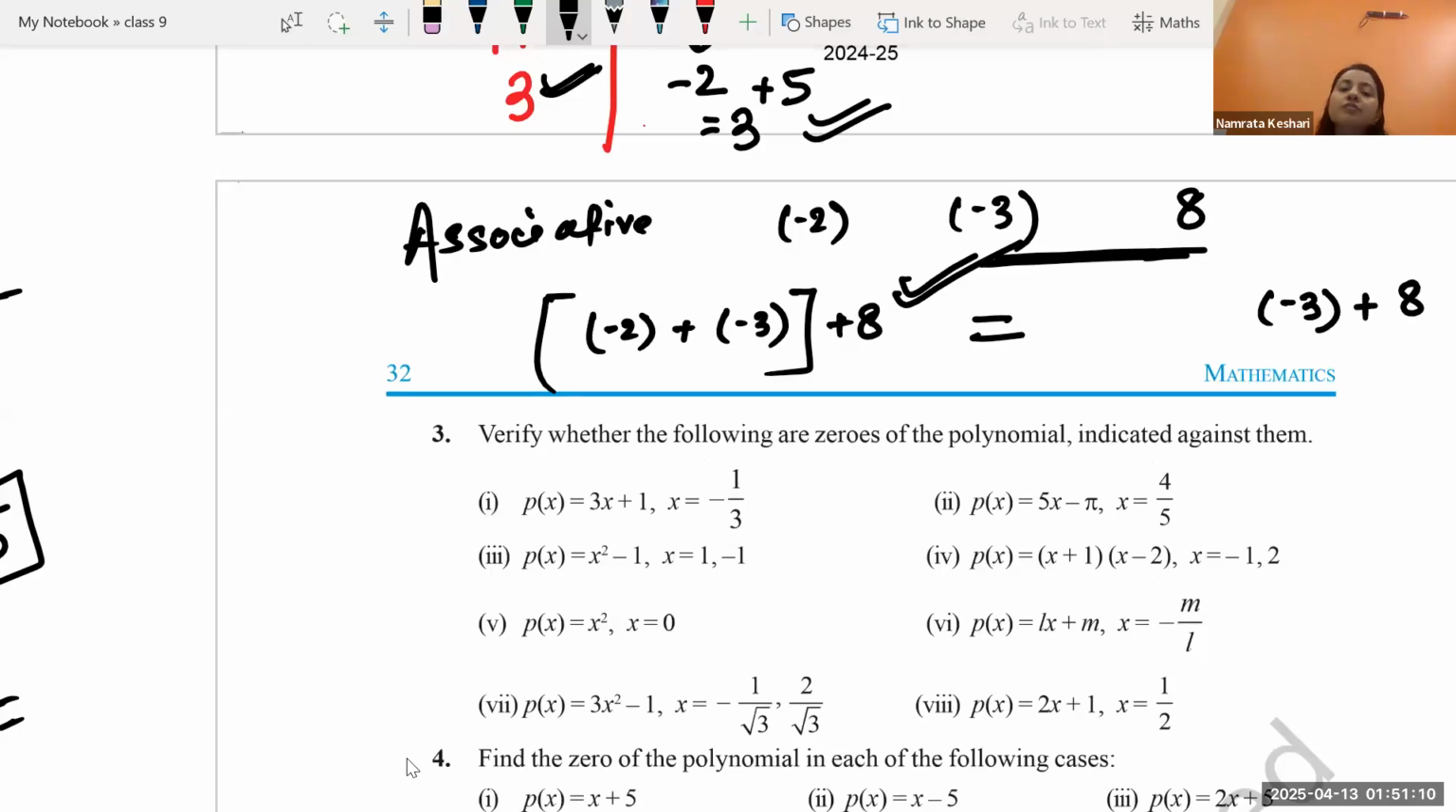Okay, on the left side you are making the team of the first two and the last one you are just keeping aside, you are doing it at last. Okay, and on the RHS you are making the team of the last two and -2 you will be adding after the simplification of the bracket. These two are exactly the same thing.